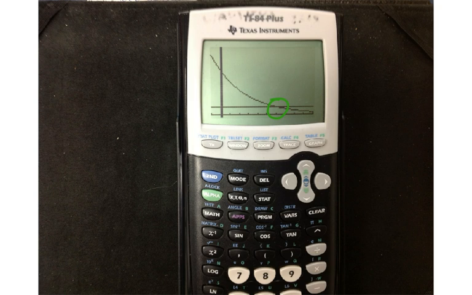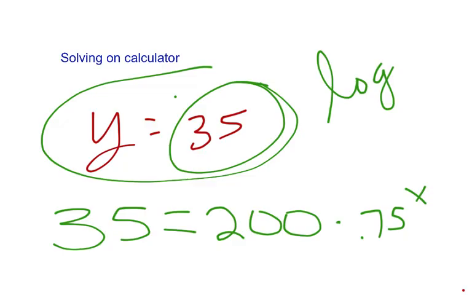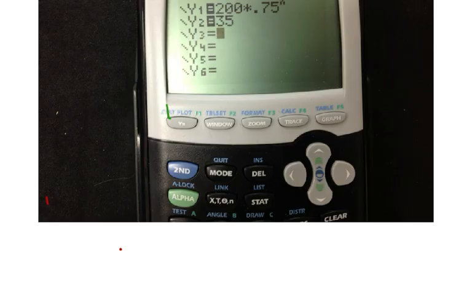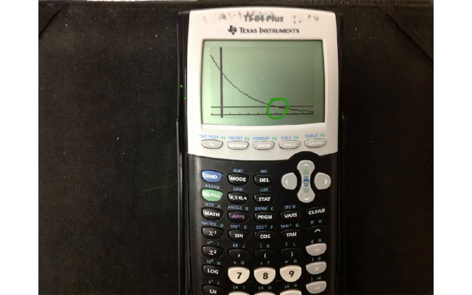A graphing calculator is sweet because you can solve any two equations this way. You put one in equation 1 and the other one in equation 2. It doesn't have to be a constant. It could be any two equations, left-hand side of the equal sign, right-hand side of the equal sign, graph them, and see where they intersect.